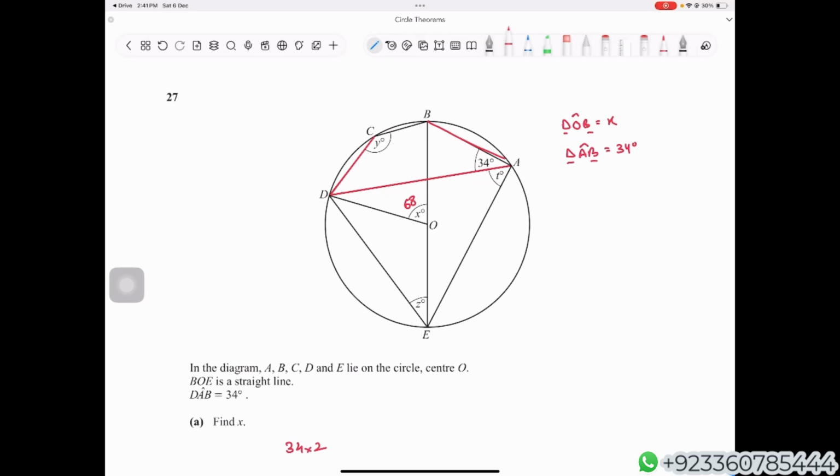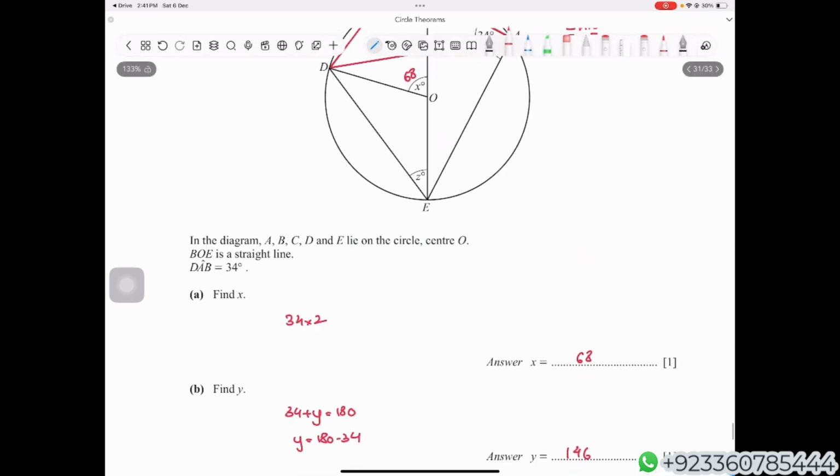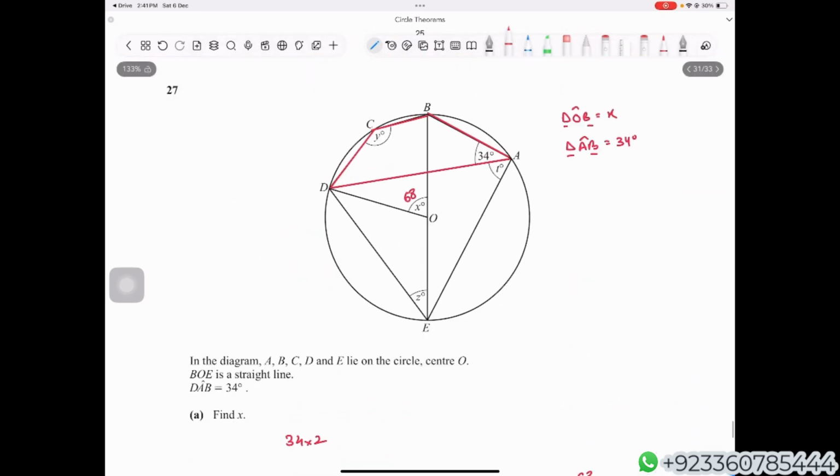Okay, and opposite angles of a cyclic quadrilateral add up to 180. 34 and y are opposite, so that means 34 plus y equals 180. So y would equal 180 minus 34. From here y will be 146. I hope this is clear. Then you want to find Z.